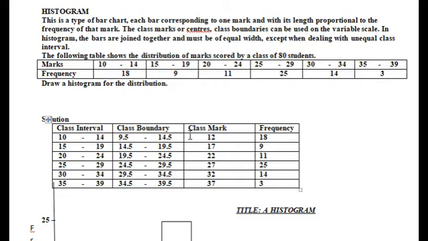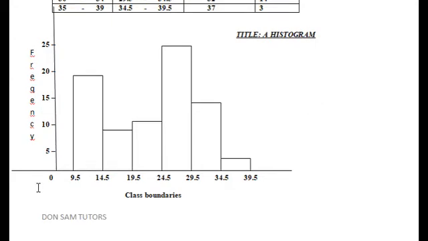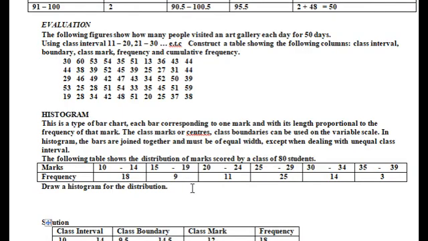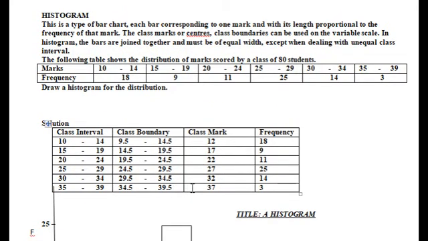I'll say the variable scale, talking about the horizontal scale. This scale can be either the class mark or the class boundary. But in today's content, we'll be using the class boundary, which is the most acceptable method.